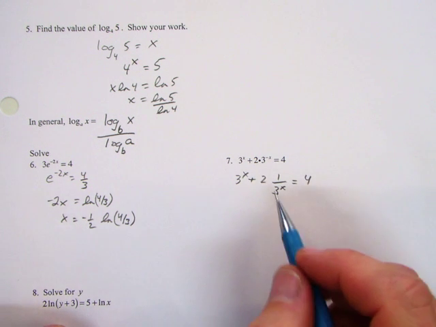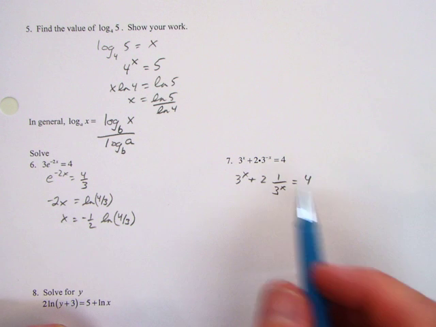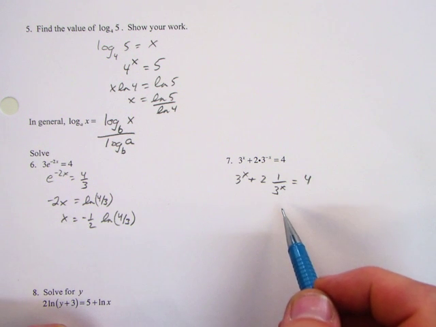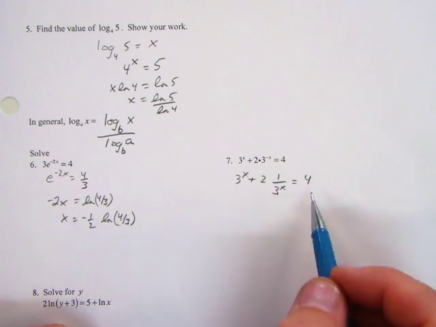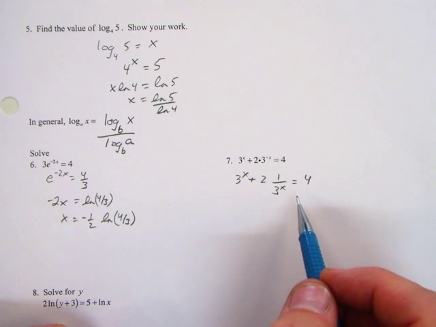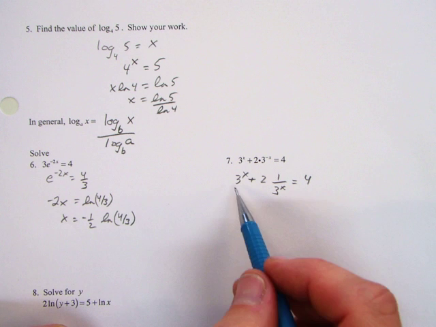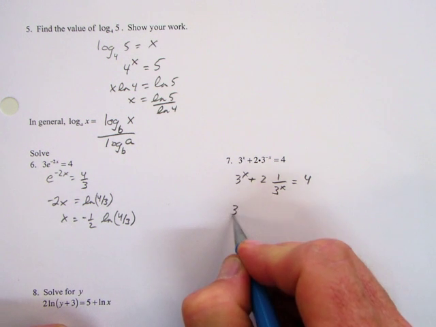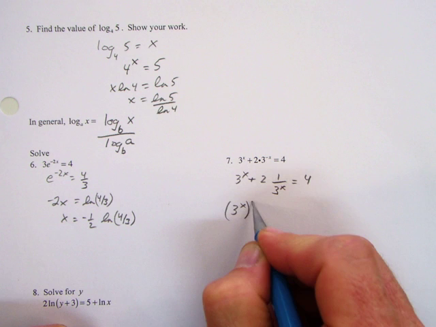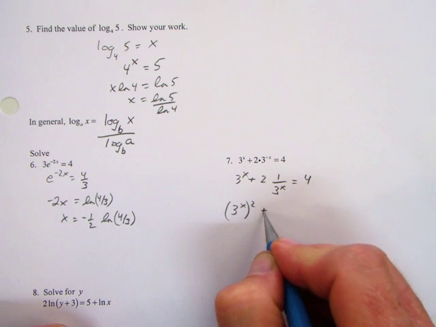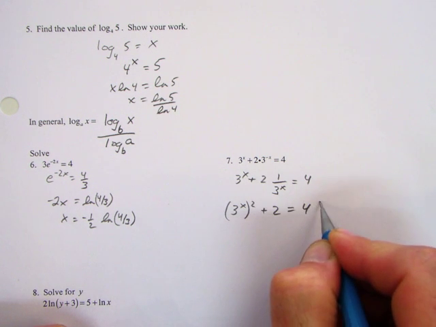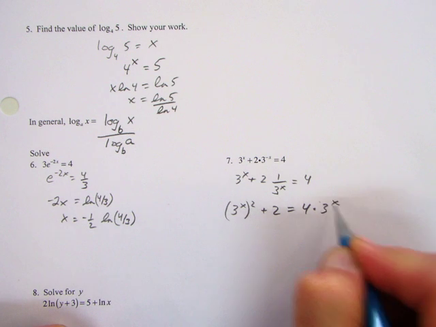Now, when you first learned in algebra, then in algebra 2 and pre-calc, what would you do when you have a variable in the denominator? You want to get rid of it. So what could I multiply by that would get rid of this variable in the denominator? How about 3 to the x? So I would get 3 to the x squared plus 2 equals 4 times 3 to the x.